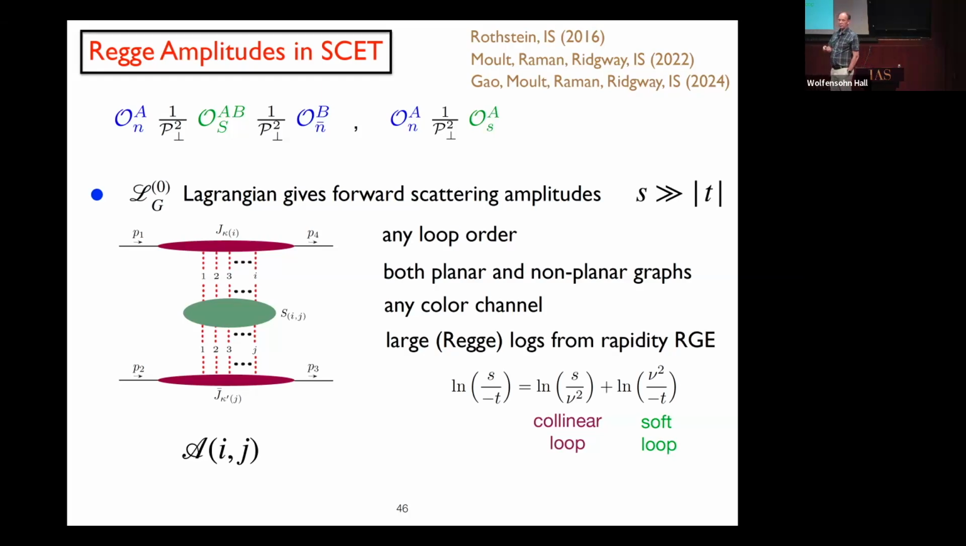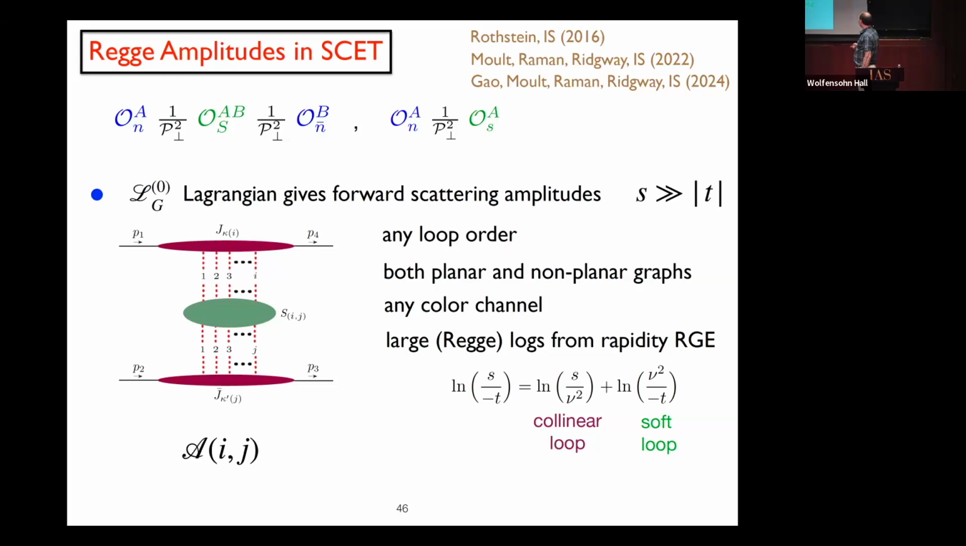This Glauber Lagrangian can be used at any loop order. It includes both planar and non-planar diagrams. In this picture, the non-planarity is actually in the blobs, so you can't see it. You can use it with any color channel. There's not really a restriction on the color channel. And the large Regge logs, which are logs of s over t, get determined by a split in a rapidity scale, which I'm calling nu, between a log of s over nu squared, which is coming from collinear loops, and a log of nu squared over minus t, which is coming from soft loops.